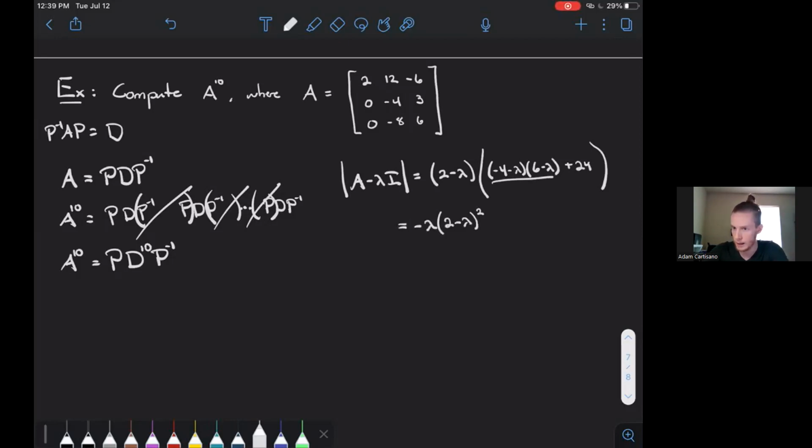Then you can also factor a lambda. And so this is going to be minus lambda times 2 minus lambda times 2 minus lambda. And so 2 minus lambda gets squared. Set that equal to 0. You get lambda equals 0 and 2.